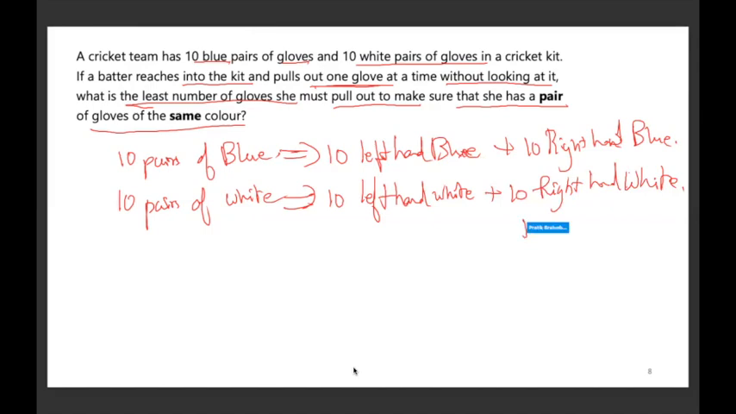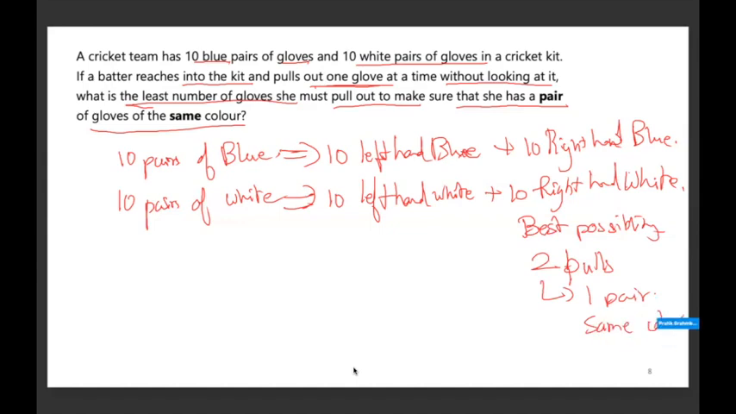The best possibility in this scenario. When I say best possibility, it means she gets the same color and one pair in 2 pulls. In the first pull she gets white or blue, say white, and the next pull she also gets a white.